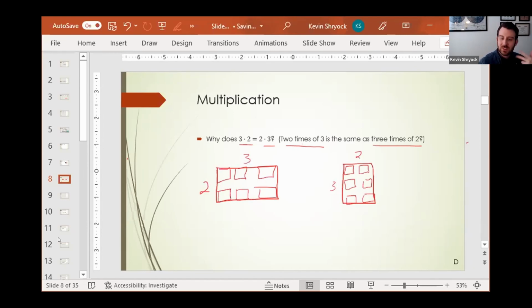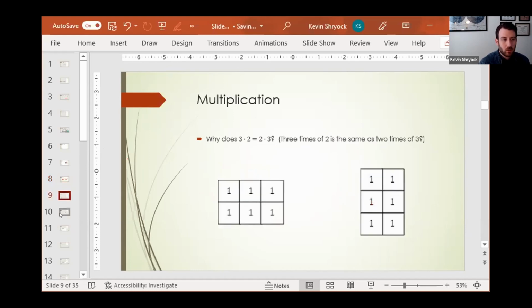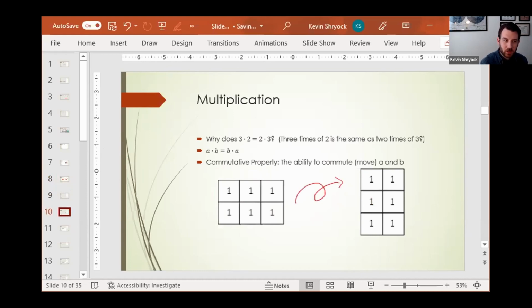And from this, we can say through an extrapolation of logic that has to be true no matter what the 2 numbers are. We'll call this the commutative property of multiplication. The idea that a times b is equal to b times a regardless of what the numbers are.